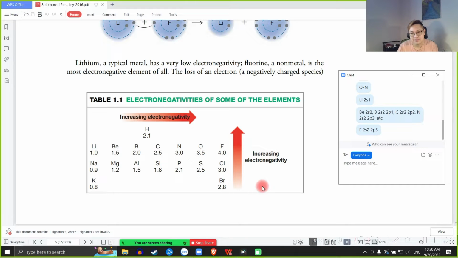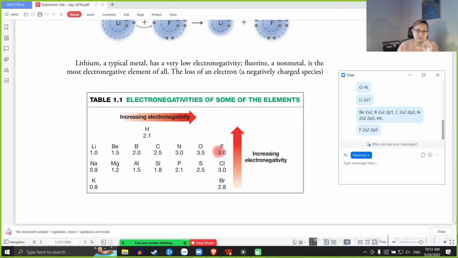Are you sure you get it? Yeah, I get it. Okay. How about bottom to top? Why is it that when you go down, electronegativity decreases? You know why? Is the reason the same? For lithium it needs to have 8 electrons, but going down a group, like fluorine to bromine, the reason is very simple, but it's a different reason.